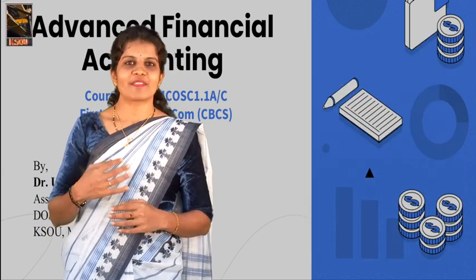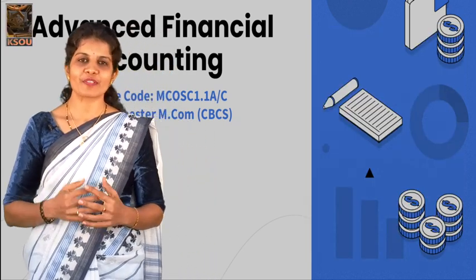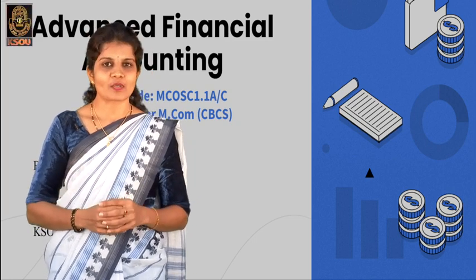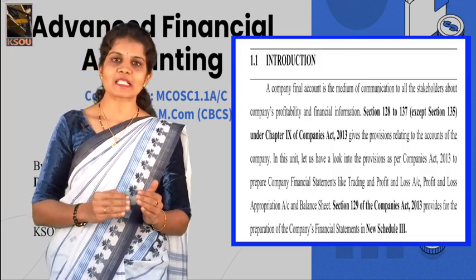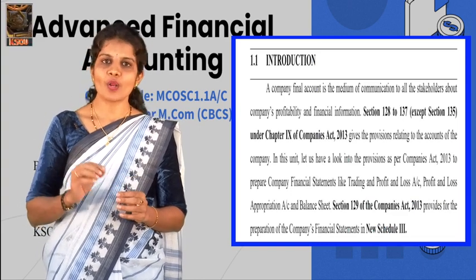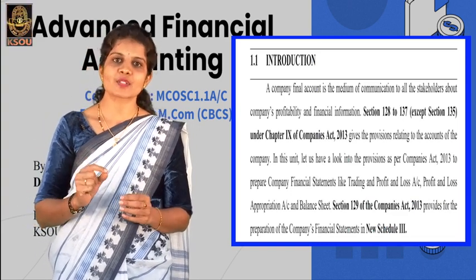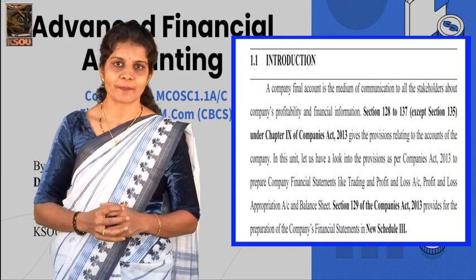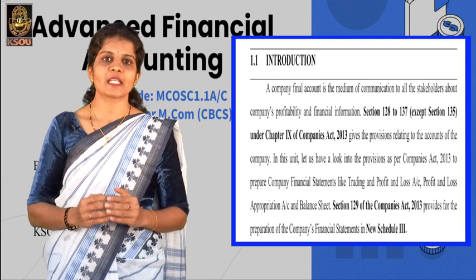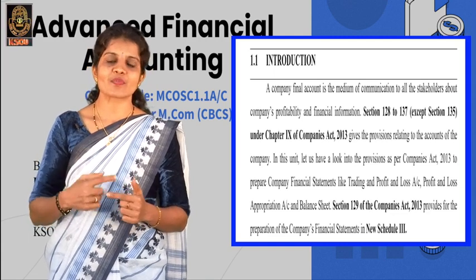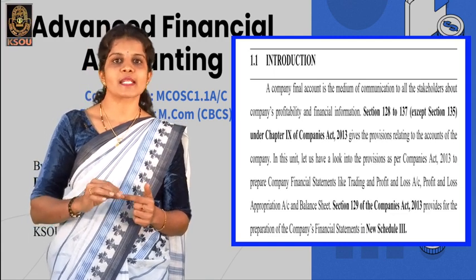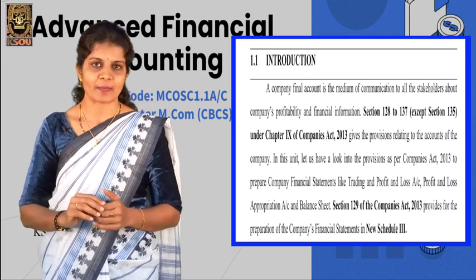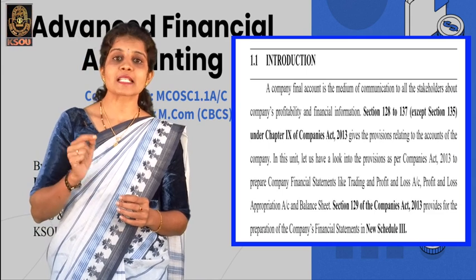Let us start with the financial statement. Before going for that, let us understand what company final accounts are. Here company means a joint stock company. Always the company is governed by the Companies Act of 2013, and every company's operational activities must be communicated in terms of financial accounts. We call them financial statements. It is a business communication.